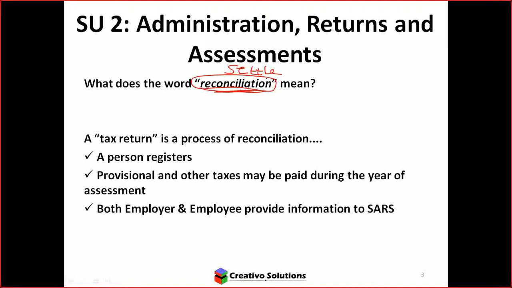So that's basically you and SARS agreeing on something. And what would you guys have to agree on? On the money that you have to pay. Yes, or the money that you have to receive. So don't always think about SARS as being a payment-only type of institution. Some instances, a refund can apply. Yes, sir.